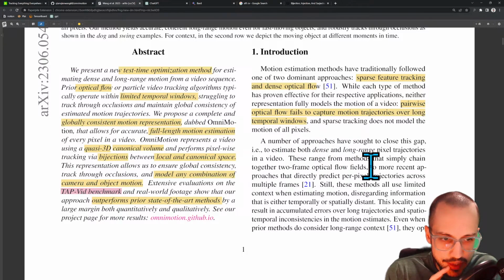These range from methods that simply chain together two-frame optical flow fields. So you have an optical flow field, and then you have a two-frame version of it, and then you have some techniques that chain those together. Recent approaches directly predict per-pixel trajectories. These methods all use limited context when estimating motion, disregarding information that is either temporally or spatially distant.